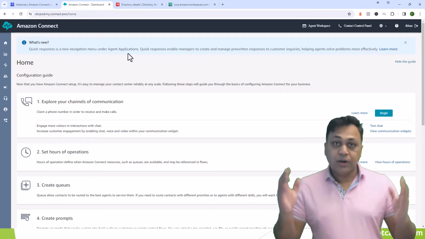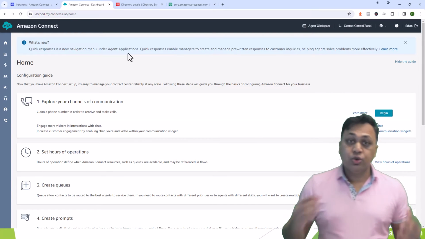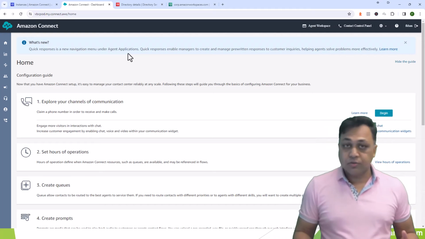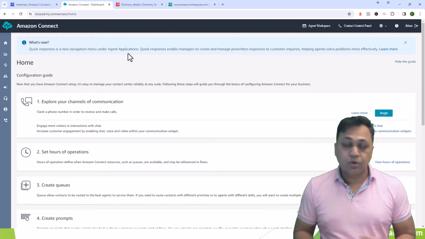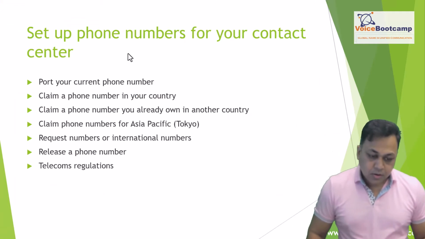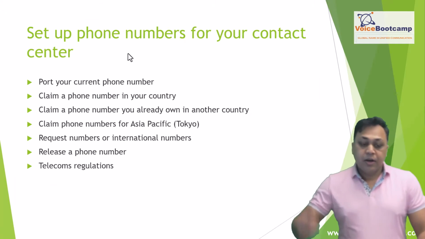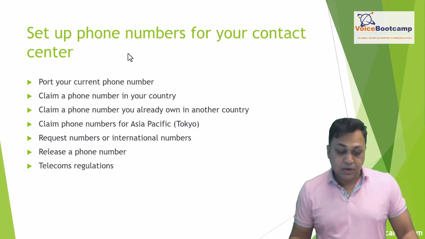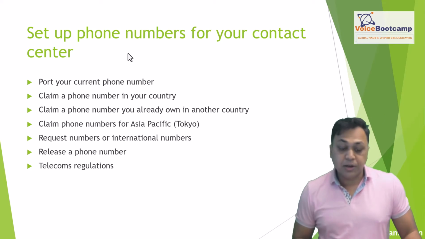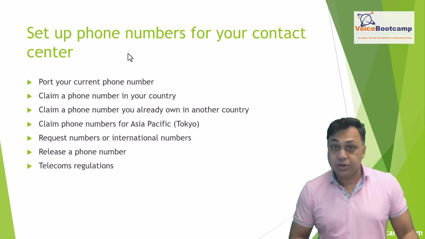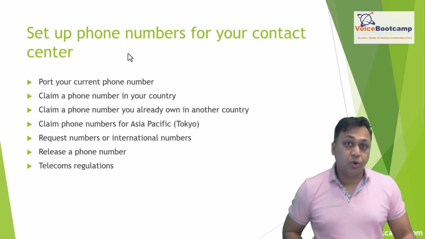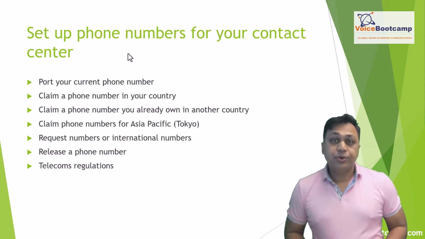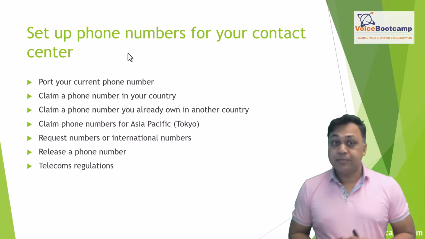Okay, so this is where I am. The next step, of course, is to create our phone numbers, configure queues, routing profiles, and all those other things. Either you port your existing number or claim a new number in your country. You can claim phone numbers that you already own in another country if you want to, as long as you can prove that you are the owner of it. So after you create an instance, these are some of the steps that you want to take.